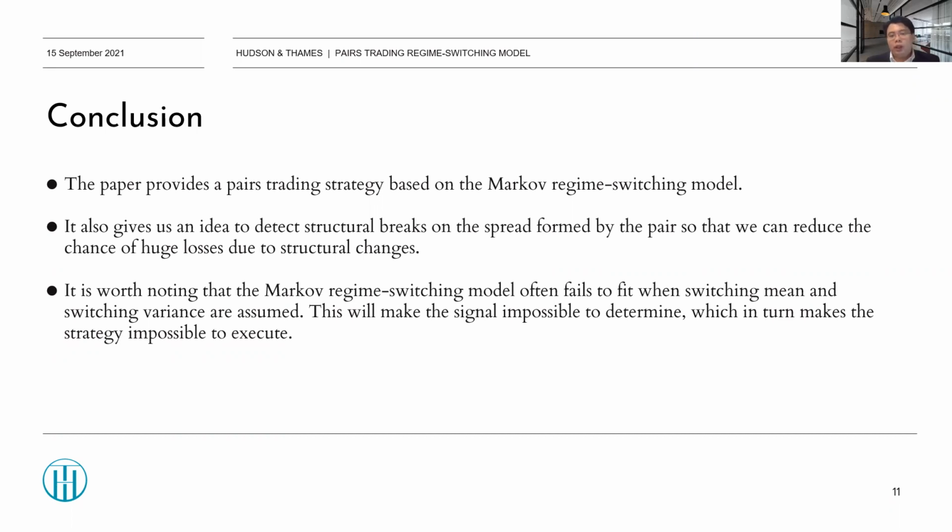And it is worth noting that this strategy will fail if there is a regime higher than the current high regime or a regime lower than the current low regime in the future. At this time, since no such regime has appeared in the historical data, the strategy cannot detect the structural break successfully. And another thing that needs to be noted is that the Markov regime switching model often fails to fit when switching mean and switching variance are assumed. This will make a signal impossible to determine, which in turn makes the strategy impossible to execute.